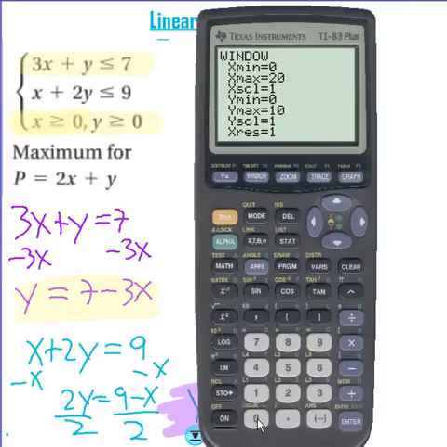Okay, y maximum. Well, I know I have a y-intercept of 7 and it's going down, and in the second equation I have a y-intercept of 4.5 and it's going down. 10 probably works. So I'll just go ahead and graph it and see.